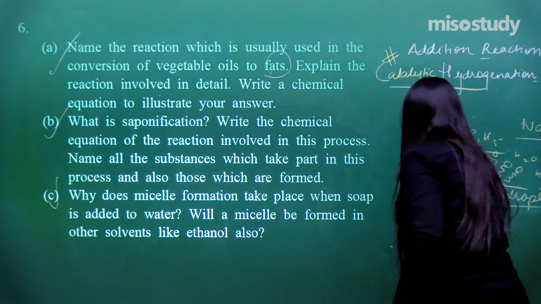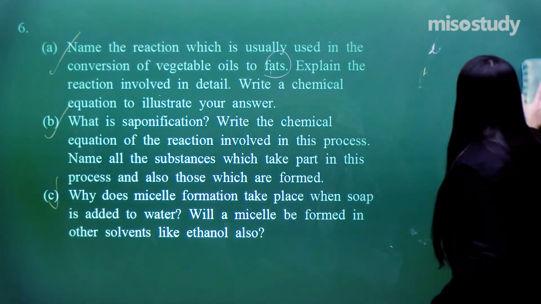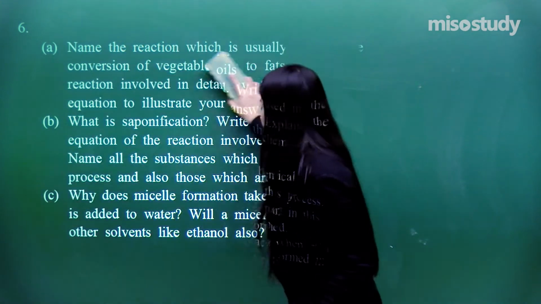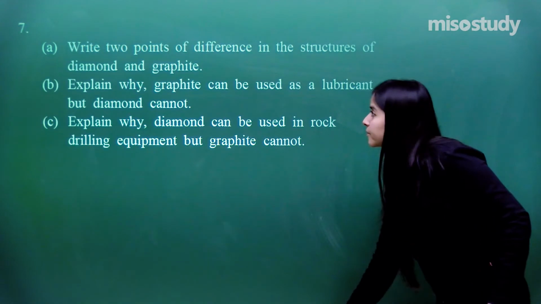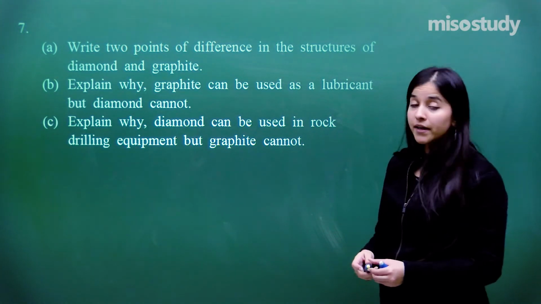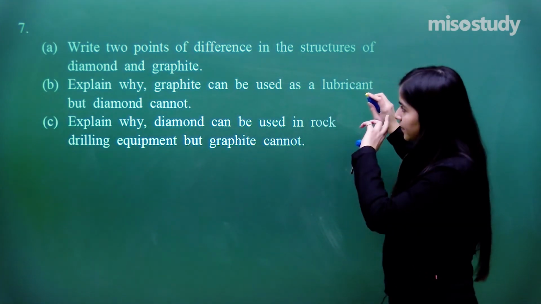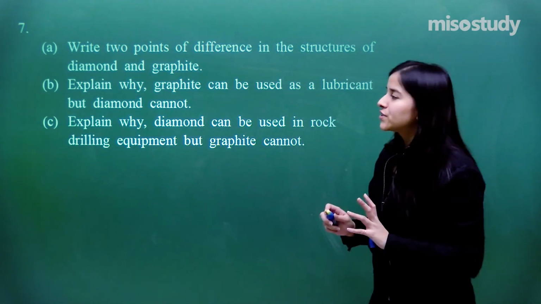Fine. Now question number 6 is done. Let's take up question number 7. Here, write 2 points of difference in the structures of diamond and graphite. So we have discussed the structures already. Diamond and graphite, difference in the structures, can you tell me?